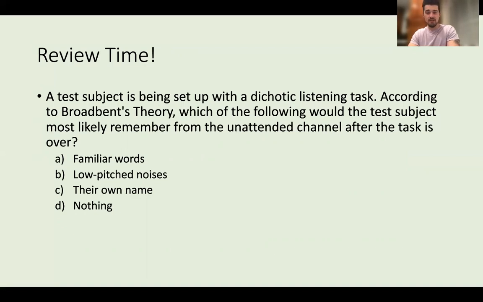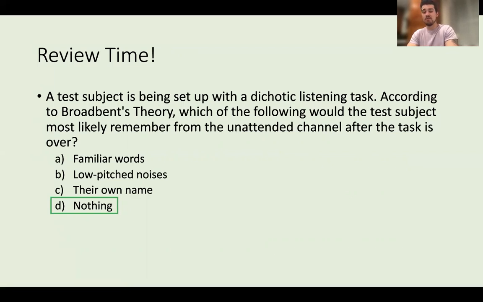Okay, which of the following would the test subject most likely remember from the unattended channel after the task is over? The correct answer is nothing. So remember, Broadbent's theory, he has that filter. So Broadbent's theory really says that anything coming from the unattended channel, we're not really paying attention to, and it's not going to make it through that filter. So familiar words would make it through Anne Treisman's attenuator. Low-pitched noises will not make it through because we're not devoting attention to them in the unattended channel.